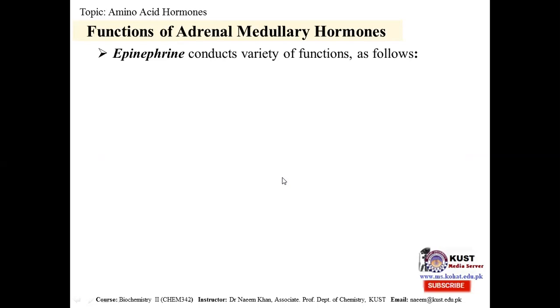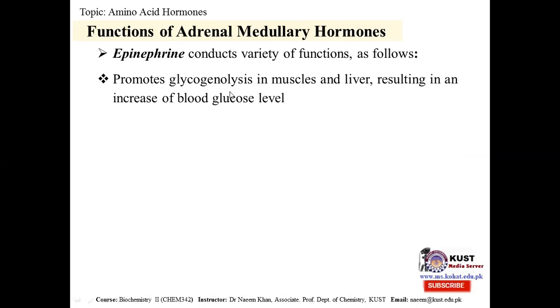Coming to the functions of adrenal medullary hormones, epinephrine conducts a variety of functions. These include promoting glycogenolysis. Glycogenolysis is important because whenever there is a decrease in the glucose concentration in the body, glycogen is broken down and glucose is released into the bloodstream, which is utilized to maintain the glucose level constant. So it promotes glycogenolysis in the muscle and liver, resulting in an increase of blood glucose level. We know that maintaining glucose at a constant level is very important. Any alteration in this causes serious damage.